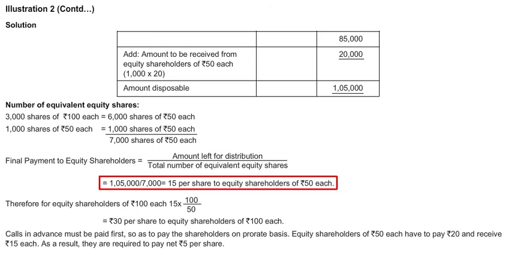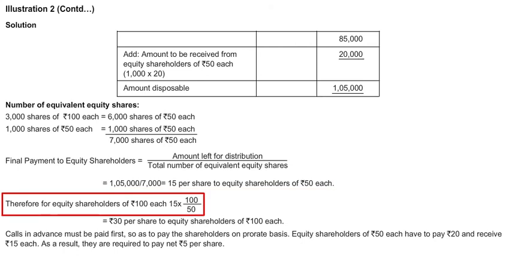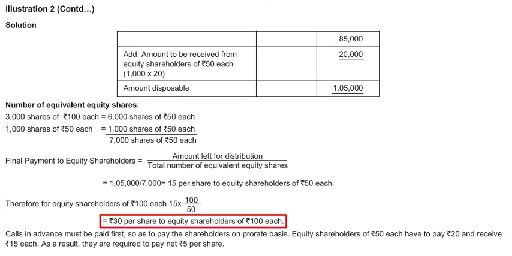Now this 1,05,000, which is the surplus money, if I divide by 7,000 shares, gives rupees 15 per share to the equity shareholder when the equity share is of rupees 50 each. Therefore, if 15 per share is payable on shares of 50 each, then 30 per share will be paid to the equity shareholders of 100 each. So ideally, the equity shareholders of rupees 100 each will be paid at the rate of rupees 30 per share. In this account, 3,000 multiplied by 30, so 90,000 will be paid to them.